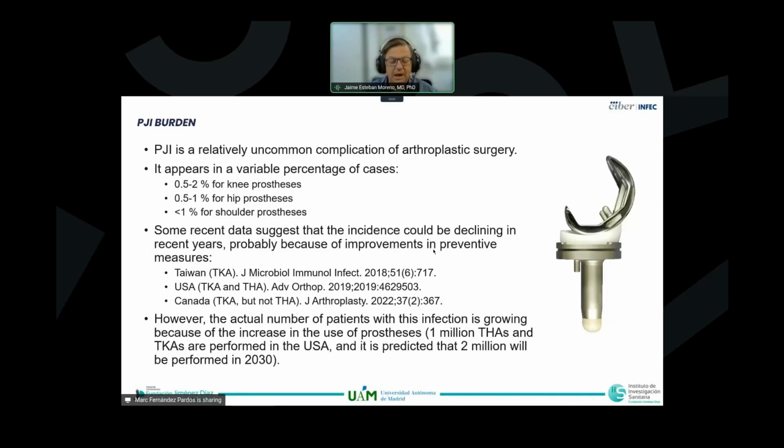However, because the number of patients with arthroplasties is increasing, it is expected that 1 million patients will have total hip arthroplasty and total knee arthroplasty this year in the United States, and it is predicted that 2 million will be performed in just 4 years. Probably in the European Union, the number could be more or less similar. Well, there is no register for all the European Union, so probably the total number of patients with this prosthesis will increase during the next years.